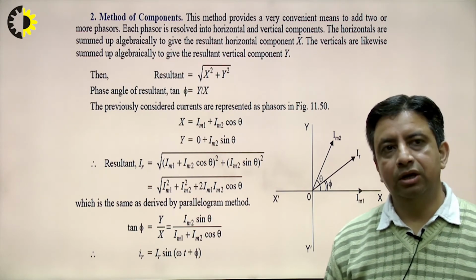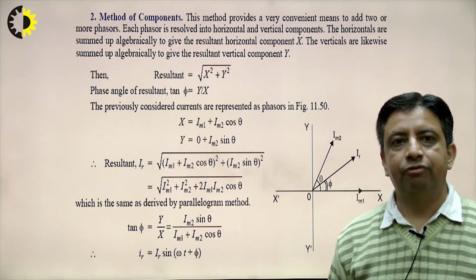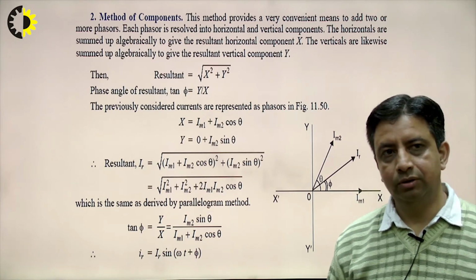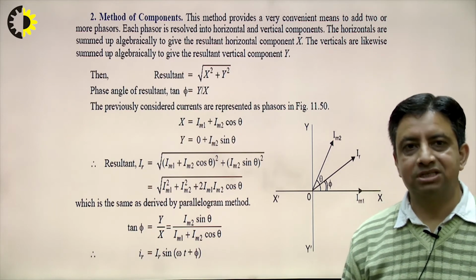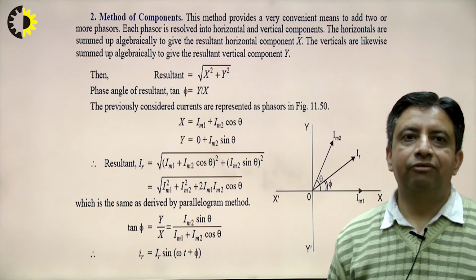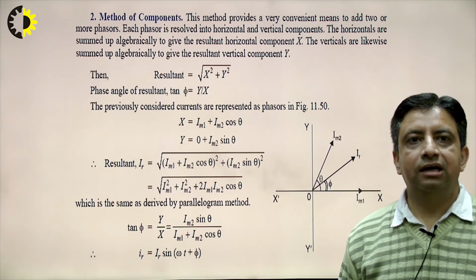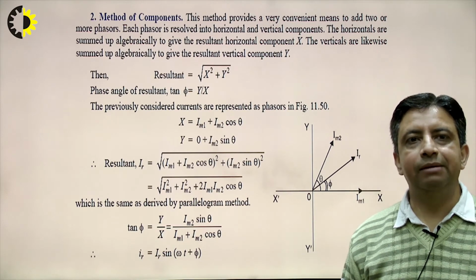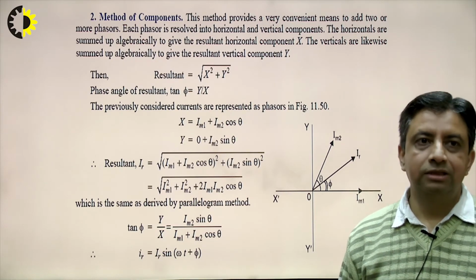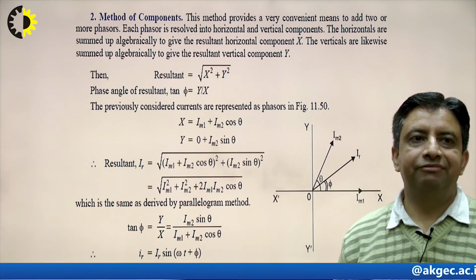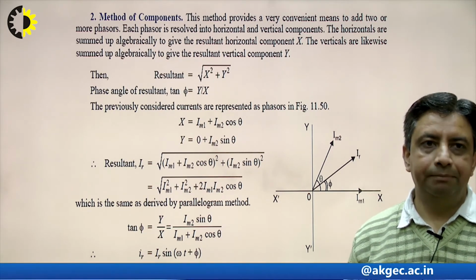Similarly, the perpendicular component for the first current will be equal to 0 because theta is equal to 0. So, the sine component for the first current will be equal to 0, and for the second current, the vertical component will be equal to IM2 sin theta. So, the resultant of this will be again in the same form as we have discussed in the parallelogram method.